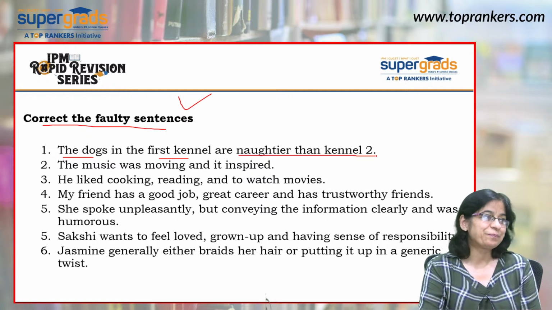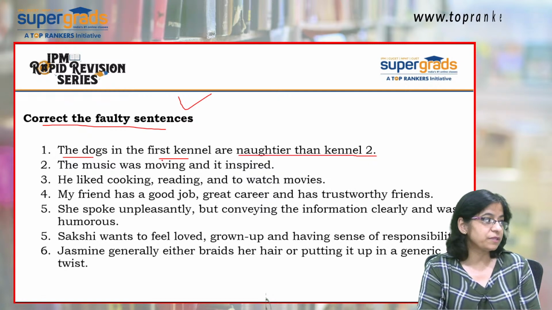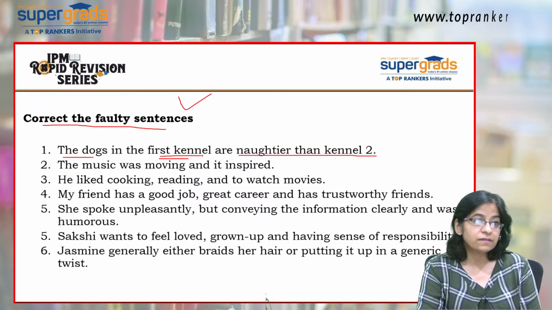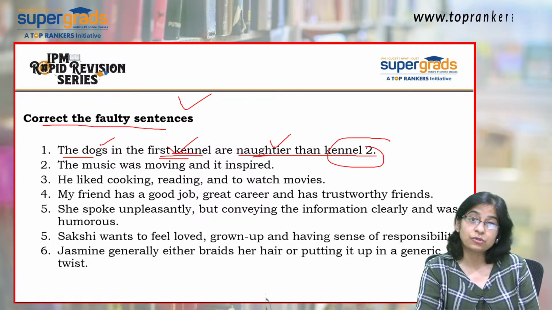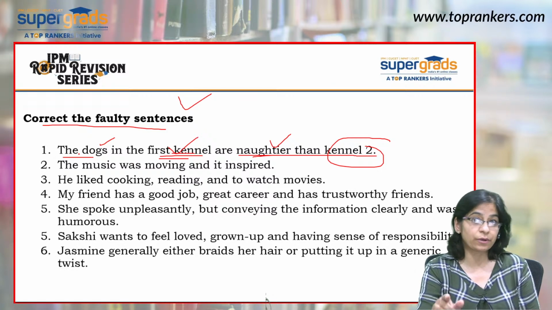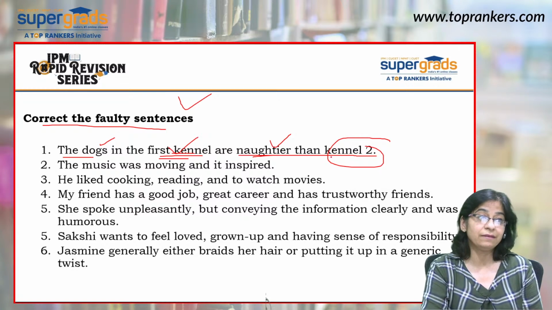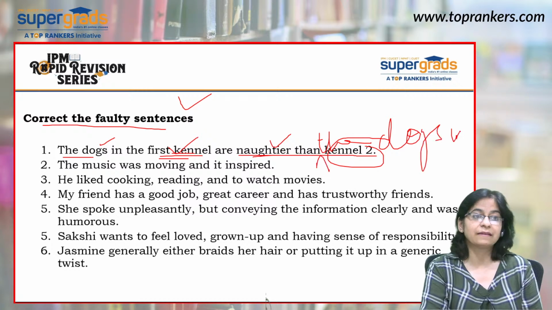Let's do it together. Now, see, what are we talking about here? The dogs in the first kennel are naughtier. Now, what is naughtier? The dog or the kennel? Because the second part of the sentence says naughtier than kennel 2. Well, it's not the kennel that's naughtier than the first kennel. It's the dogs in the first kennel that are naughtier than who? Well, the dogs in kennel 2.